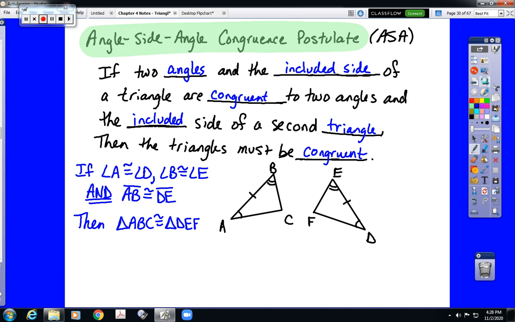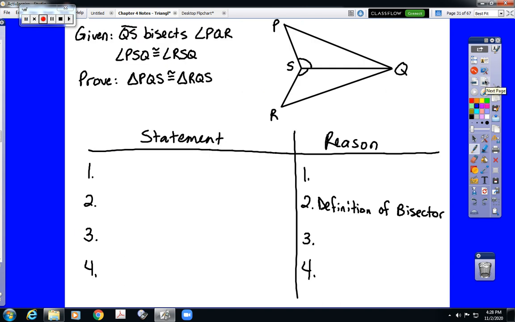Okay, so let's do a proof involving angle, side, angle. Again, part of the reason we're doing these proofs is to demonstrate how we use these congruence postulates. The other is to remind us of the other theorems and postulates we've already come across this year and give an example of how they would be used. So this proof is like any other proof. We start with our givens.